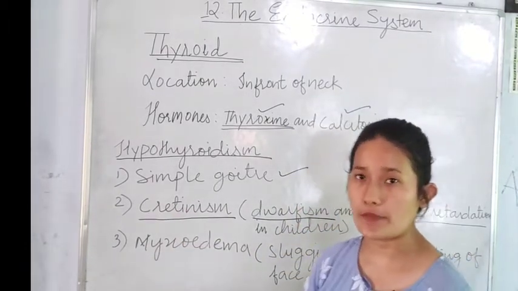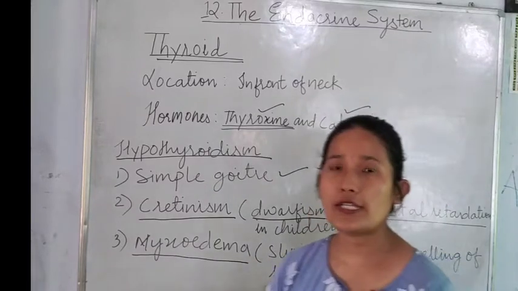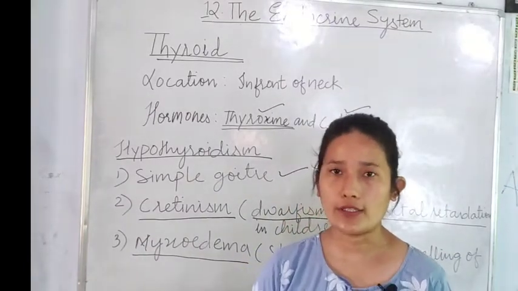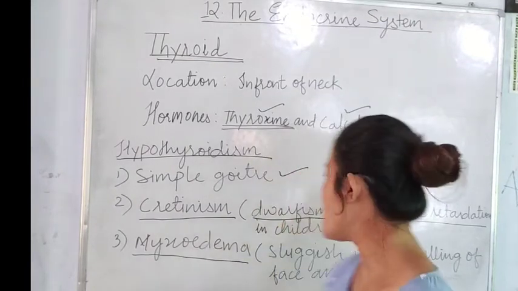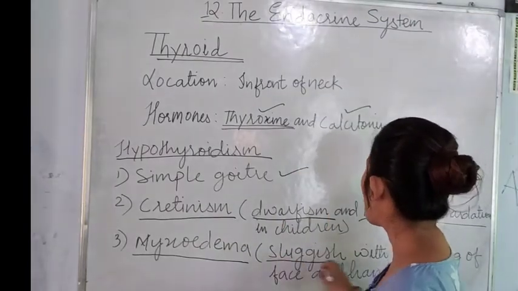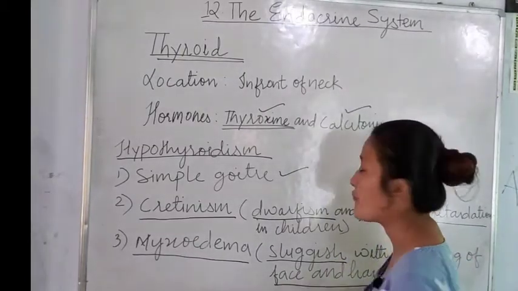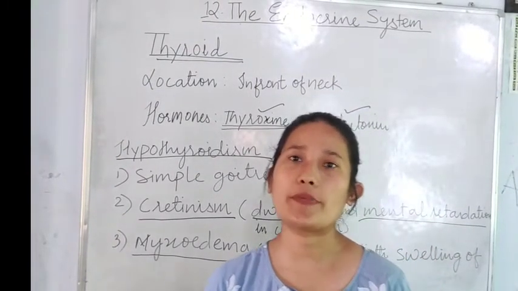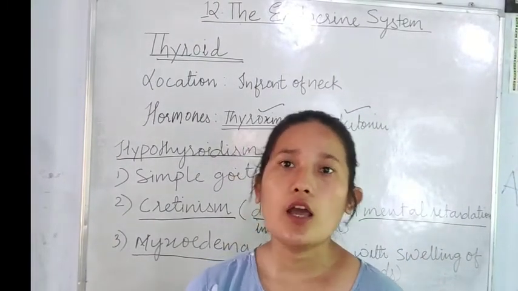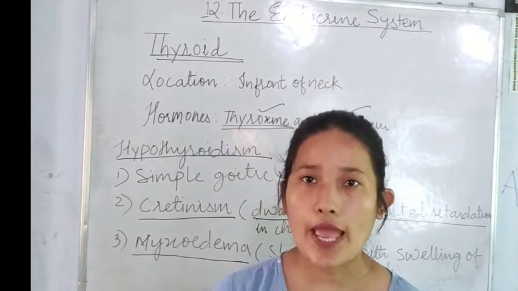You have to know the symptoms as well. Okay, now next, coming to myxedema, it usually takes place in an adult. Okay, now what are the symptoms? The symptoms are, they are sluggish with swelling face and hands. Their face and hands are swollen. Okay, so this myxedema takes place in an adult. Okay, so that's all about hypothyroidism.